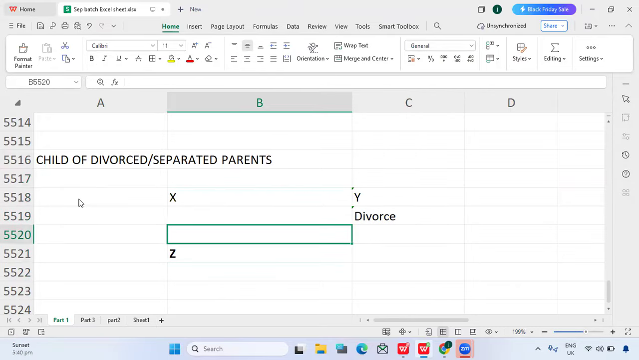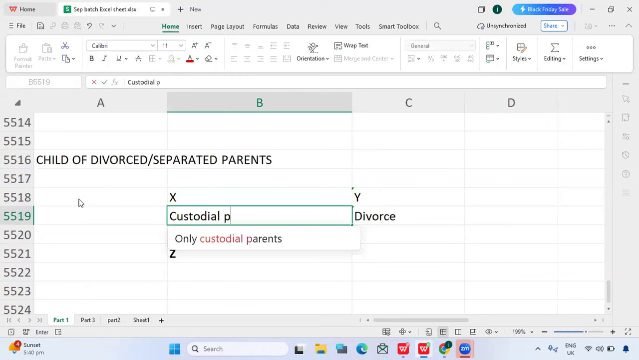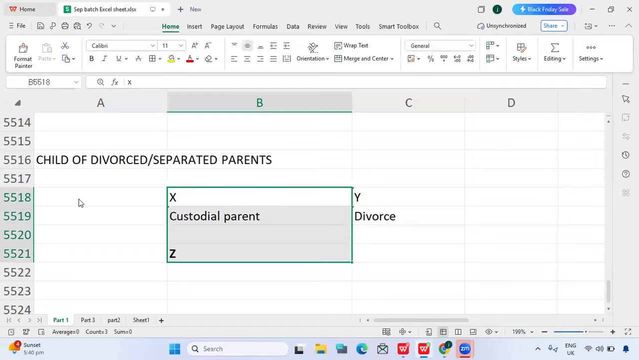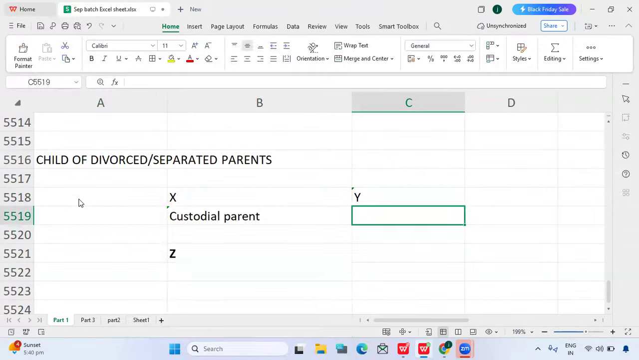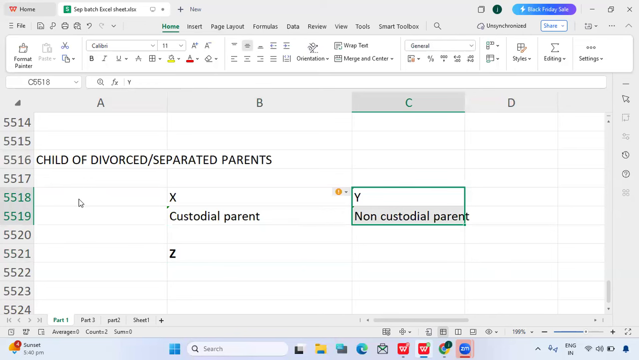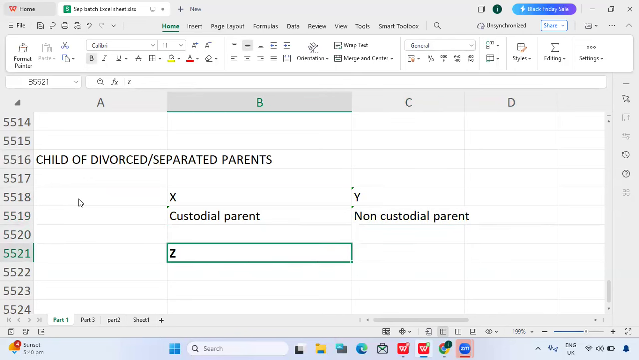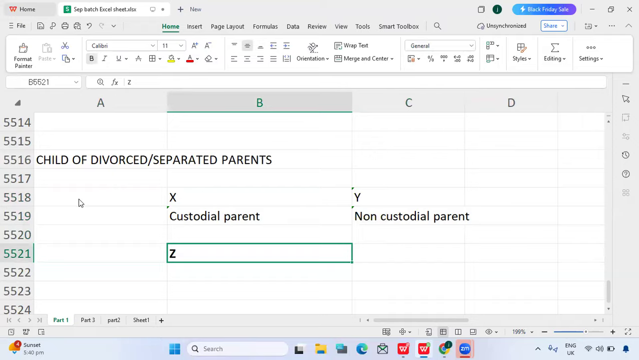If Z resides with the taxpayer, he is the custodial parent. So who can actually claim? X can claim. We can call Mr. or Mrs. Y the non-custodial parent. So in divorced or separated parent cases, we have two parties: one custodial parent and one non-custodial parent. Z can be a dependent on X's return or Y's return, but only one person can claim.